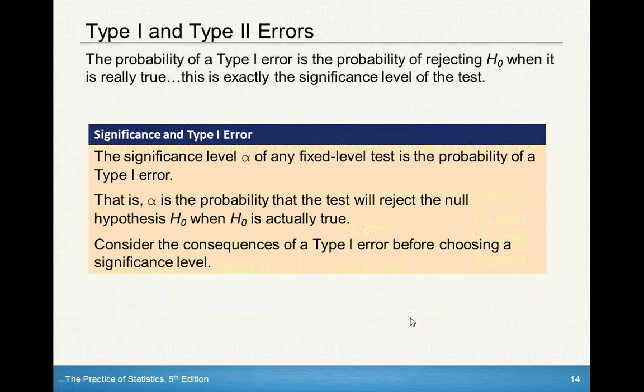The probability of a Type 1 error is the probability of rejecting H0 when it's really true. This is the significance level of the test. So the significance level alpha of any fixed level test is the probability of making a Type 1 error. That is, alpha is the probability that the test will reject H0 when H0 is actually true. And we want to consider the consequences of making that error when we decide what alpha is. When we put this in a context, that part will make more sense to you.